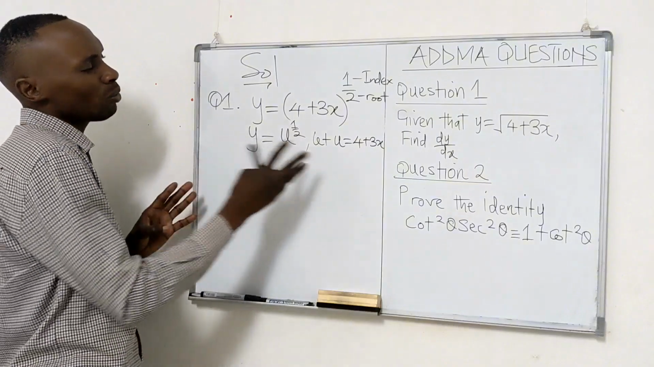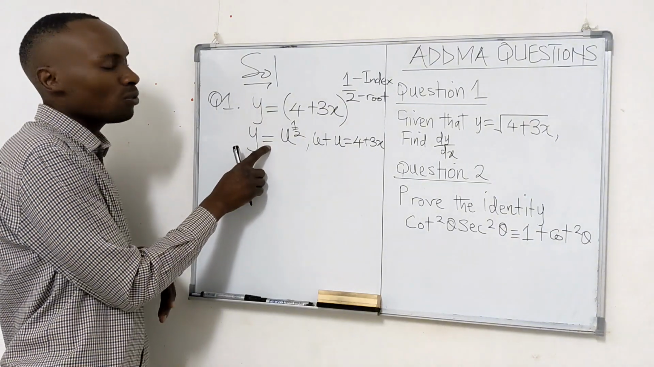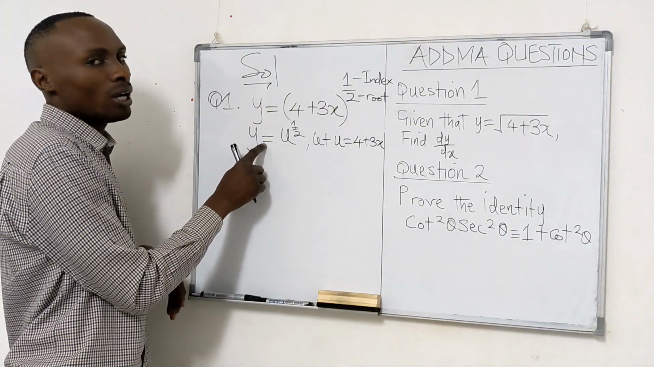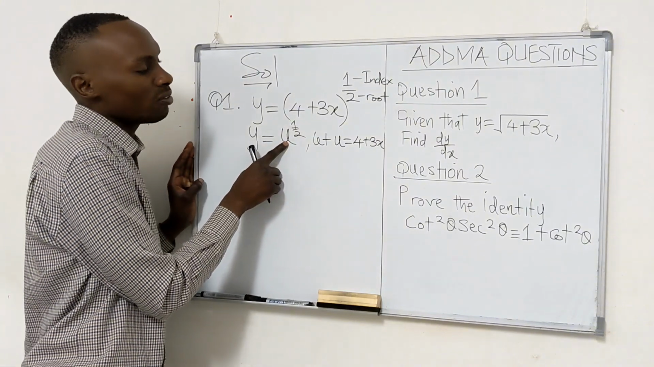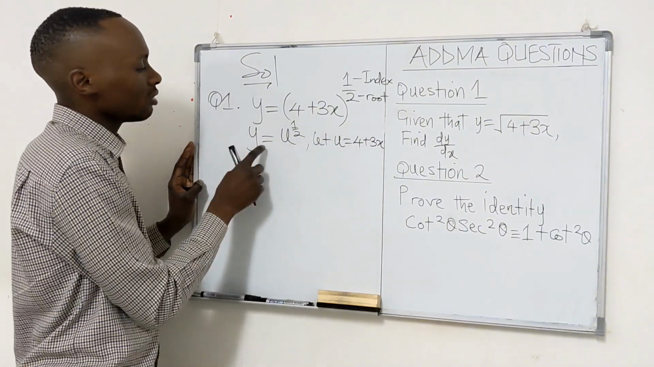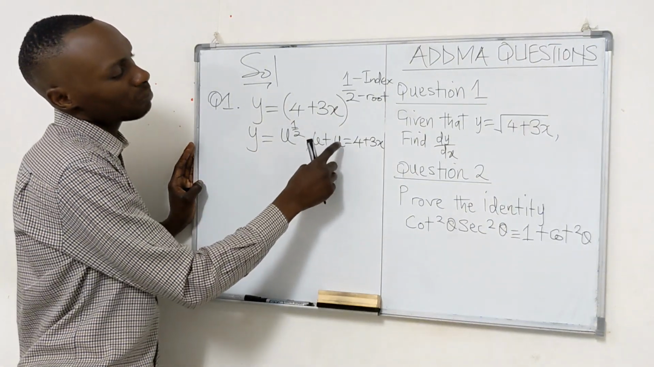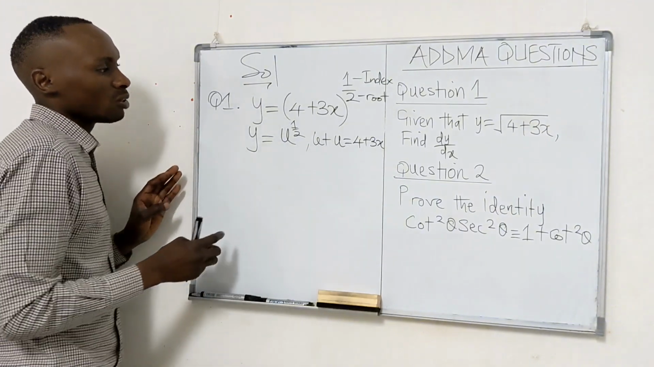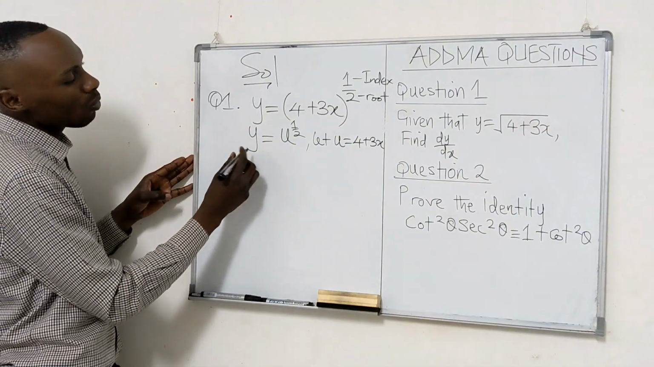So what we have here is a composite function. Meaning now we are going to look for two things here. We're going to look for the derivative of this one, dy/du, and the derivative of this one here, du/dx. Since here the relationship is y and u, and here the relationship is u and x, this is just basically the chain rule.